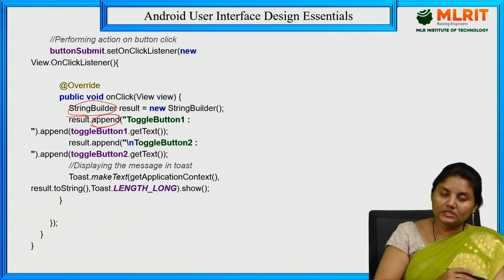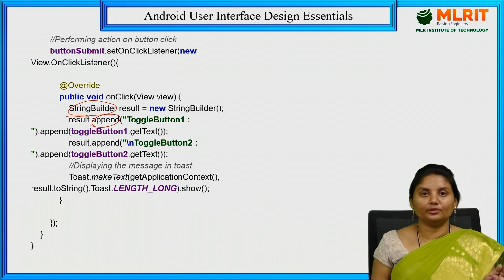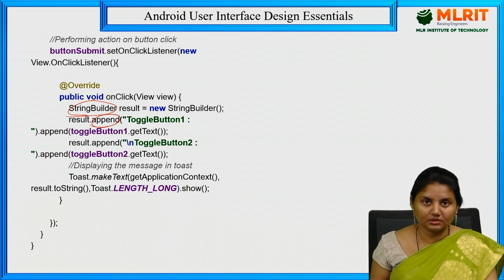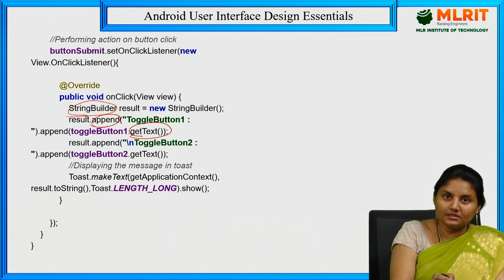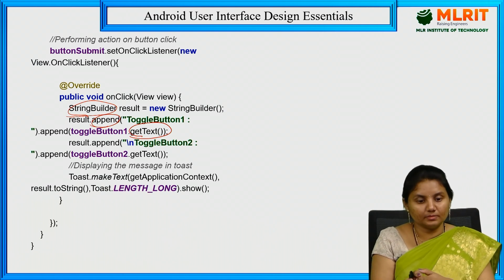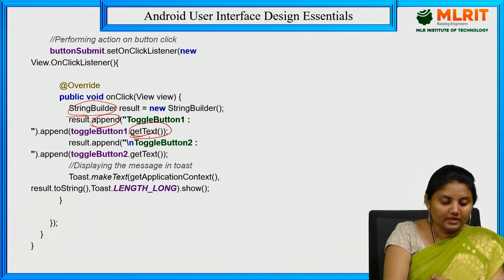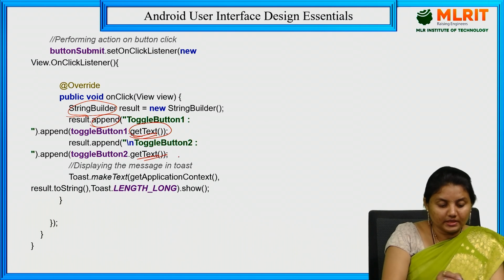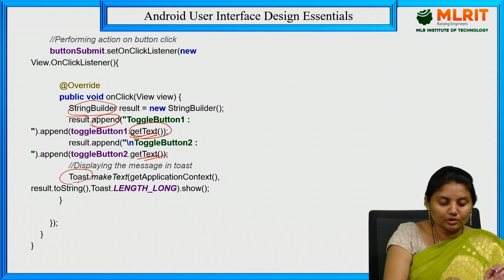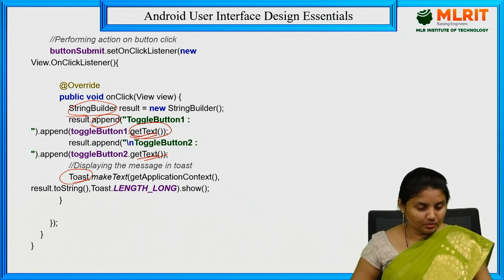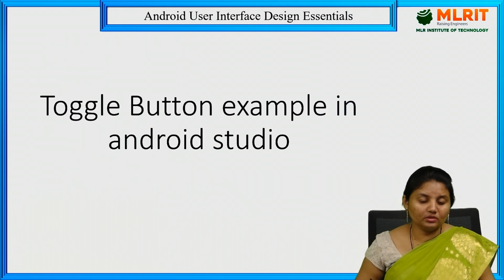We have used the same even in the checkbox also. In the toggle button also we are using it because they are similar. And result append: toggle button 1 can be appended and its text should be displayed. What is that text that needs to be displayed? That you have to give, that is getText. And similarly for toggle button 2, that also getText. Again you have to display what is being toggled. So for that we are using a toast message. Okay, so that's about the toggle.